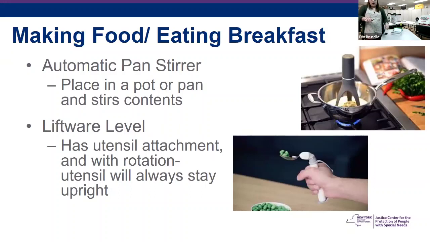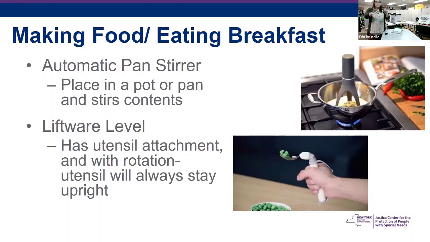For eating, I'd like to show the Liftware Level. So Liftware actually has a couple different models. The first one was called the Liftware Steady, and that was intended for someone who has tremors. The Liftware Level is more intended for someone who has limited mobility in their upper extremities, so someone who maybe isn't able to rotate their hand in order to bring the food up to their mouth. Essentially the utensil is intended to keep the food level, hence the name.